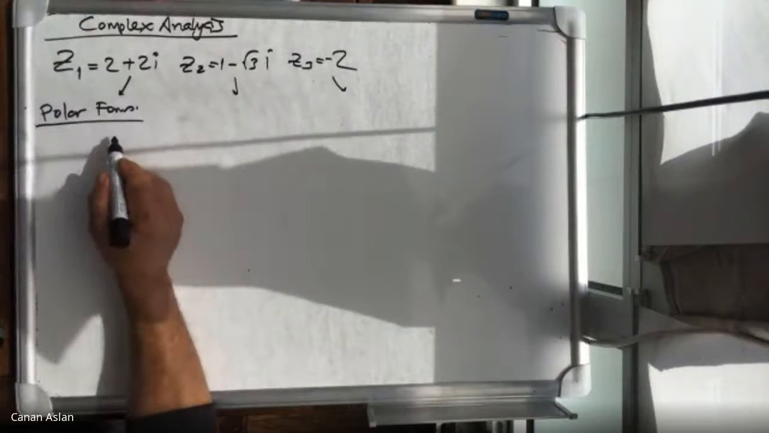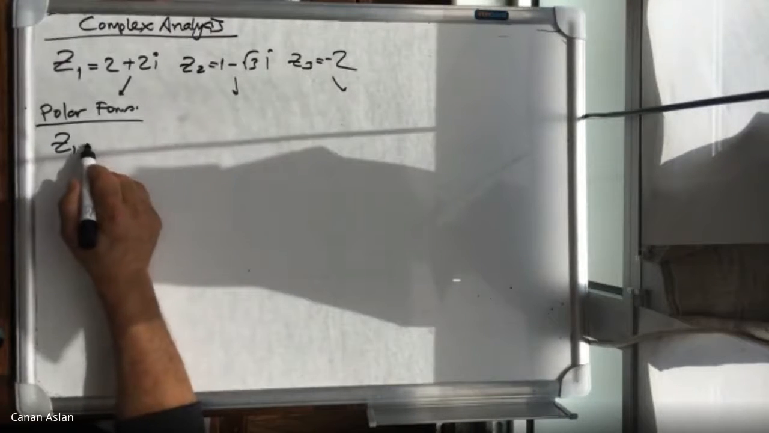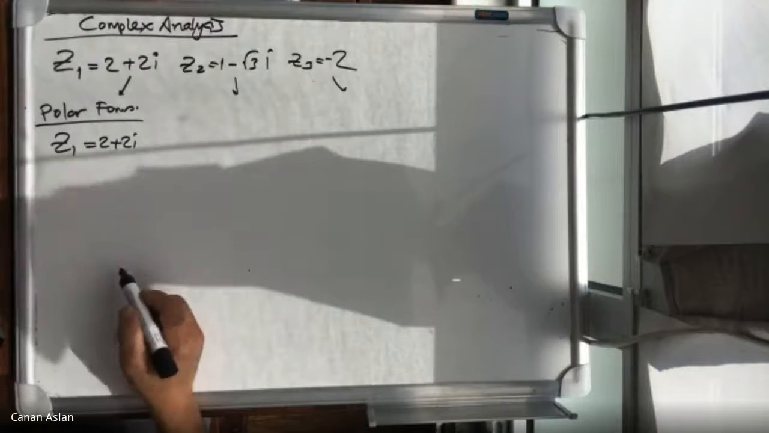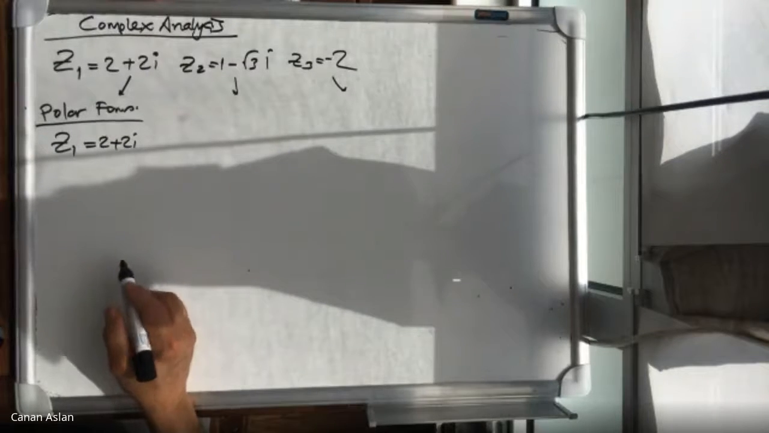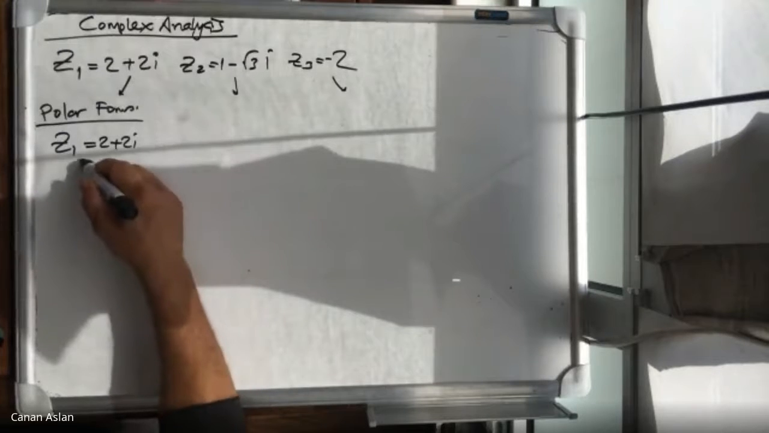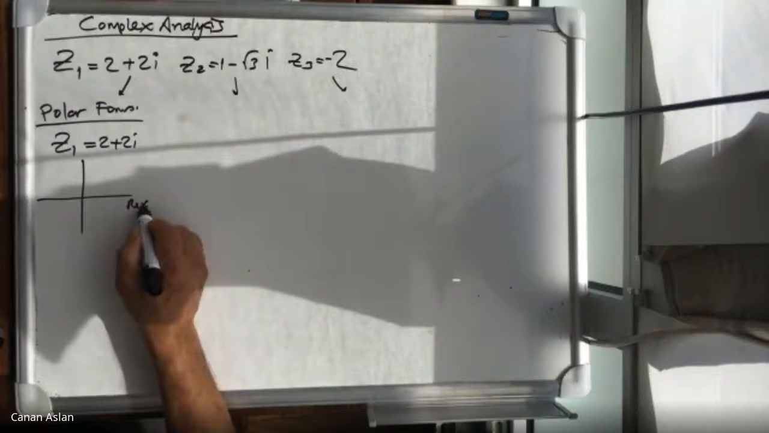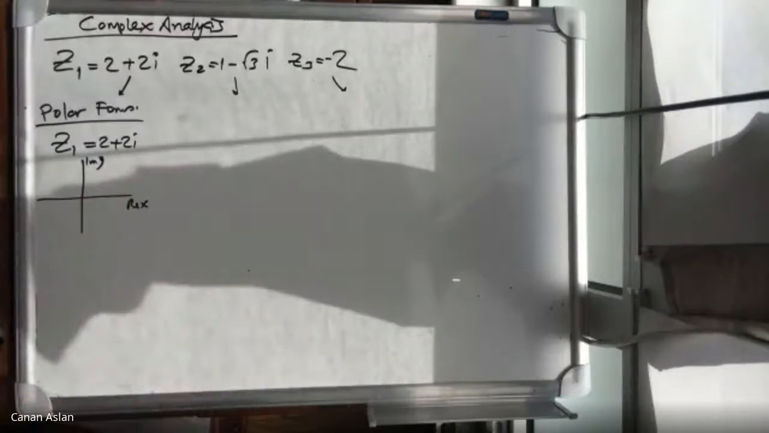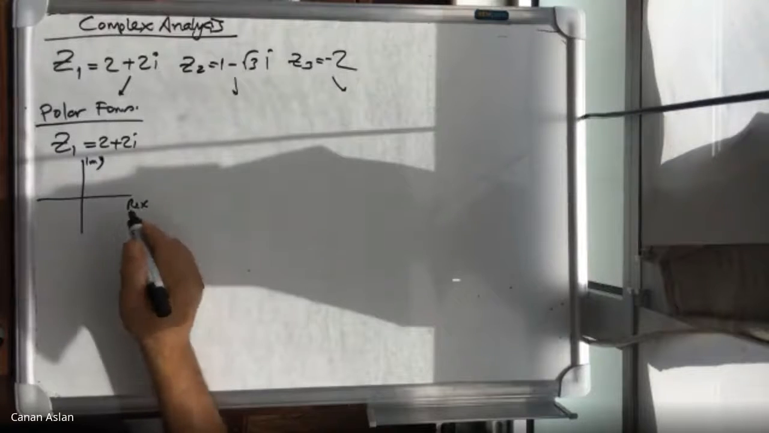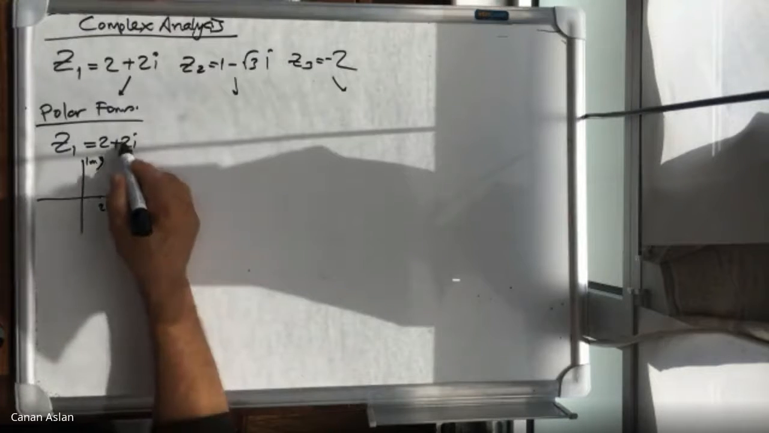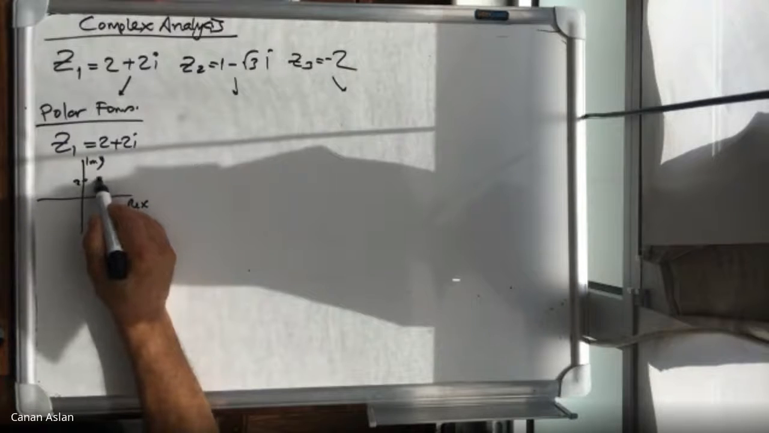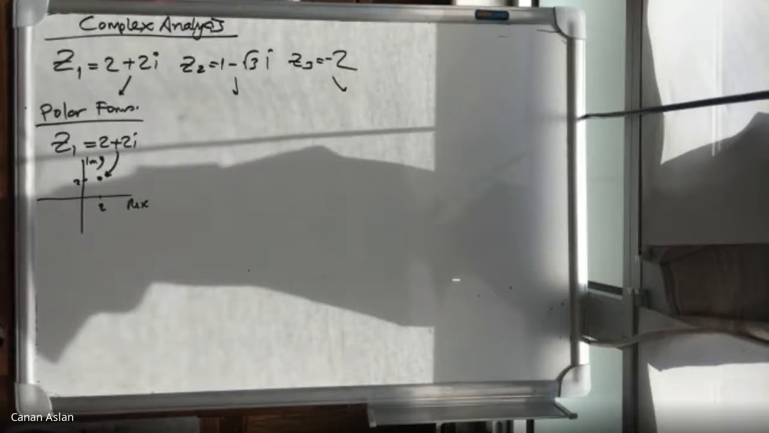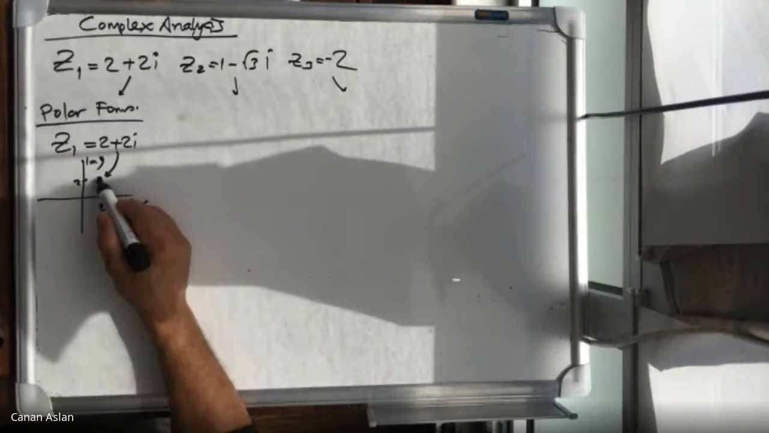Okay, so now let's consider Z1, which equals 2 plus 2i. First, we have to get the radius. Let's show this on the complex plane. This is real x, and this is imaginary y. So 2 is here, and 2i is right there. This is the point. Now I would like to get this in polar form.